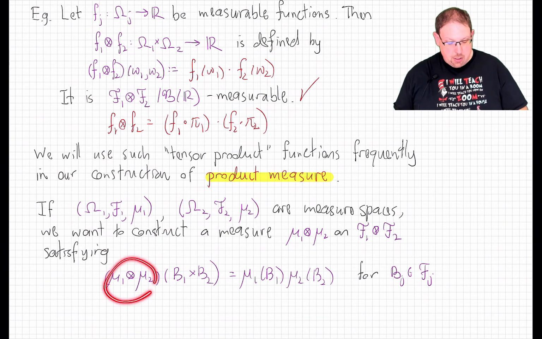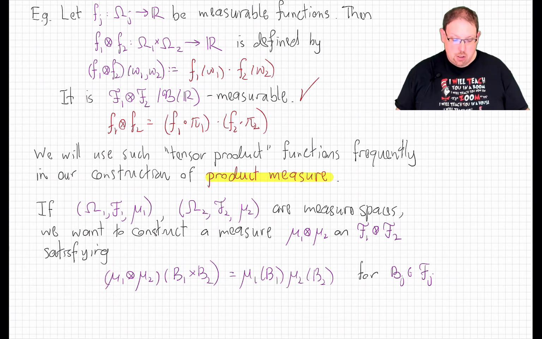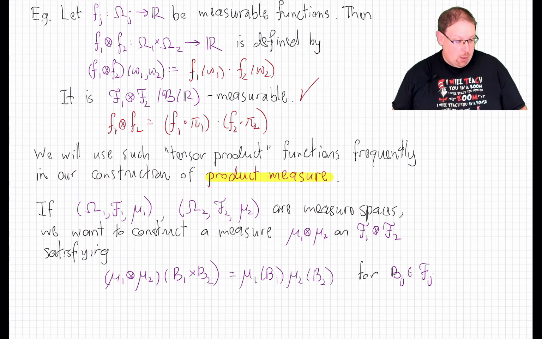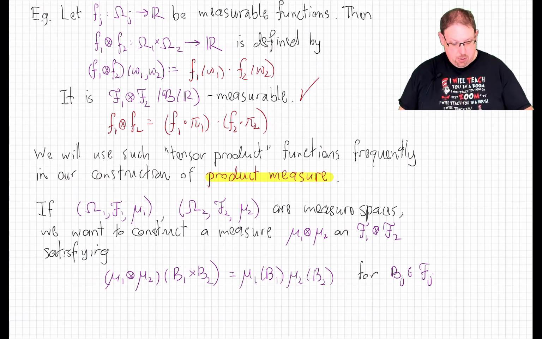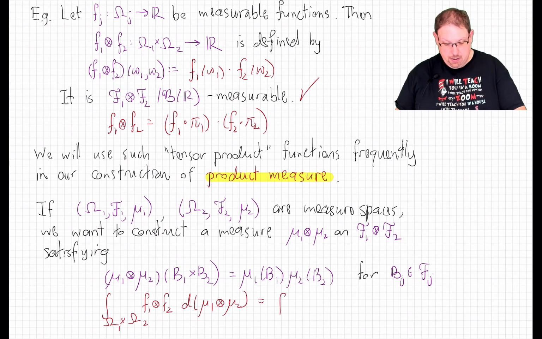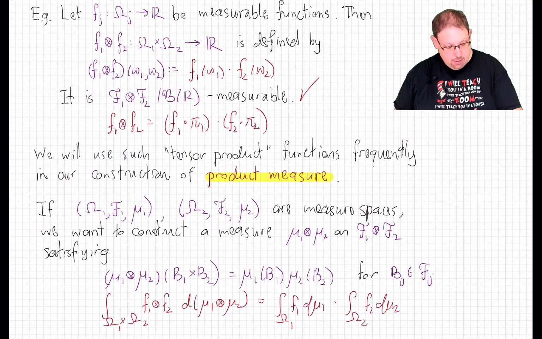Then the product measure on a rectangle should just be the product of the measures of the two sides, if you will. Now, equivalently, we would like our product measure to be defined in such a way that if I integrate one of these tensor product functions against this putative product measure, it should factor as the integral of f1 against d mu1 times the integral of f2 against d mu2.